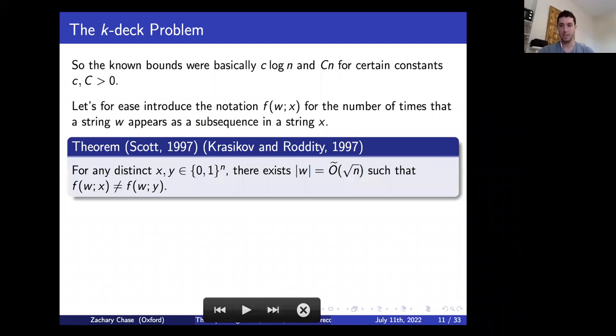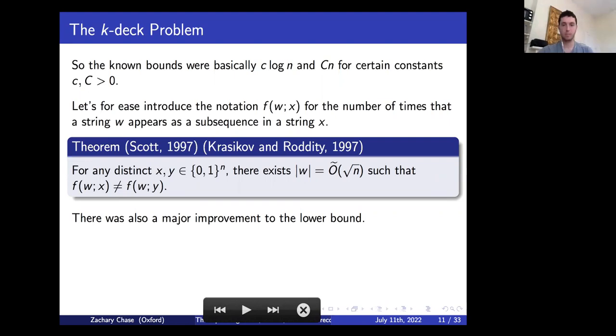So in 1997, independently and concurrently, Krasikov and Roditty showed an upper bound of O tilde root n. So for any distinct x and y of length n, there exists a 0, 1 string w of length at most O tilde root n, such that f of w, x does not equal f of w, y.